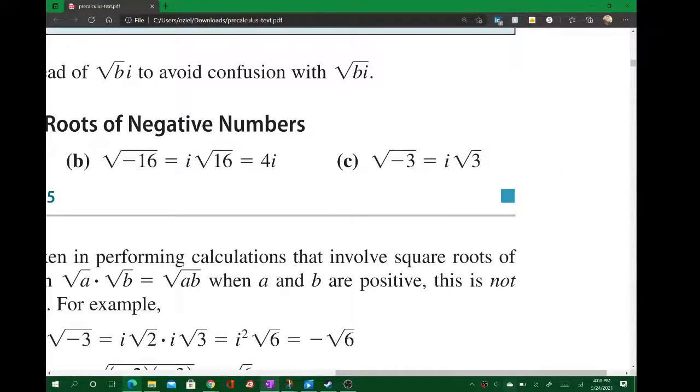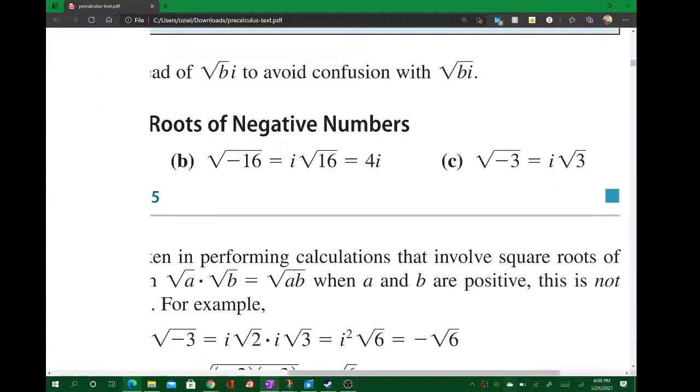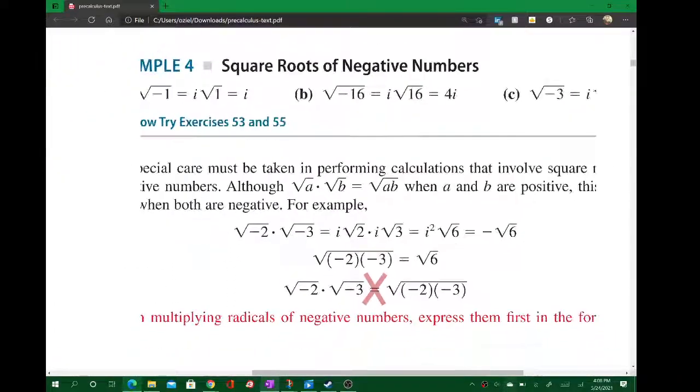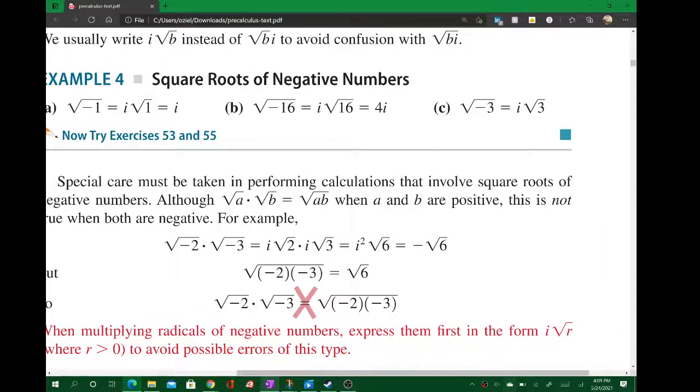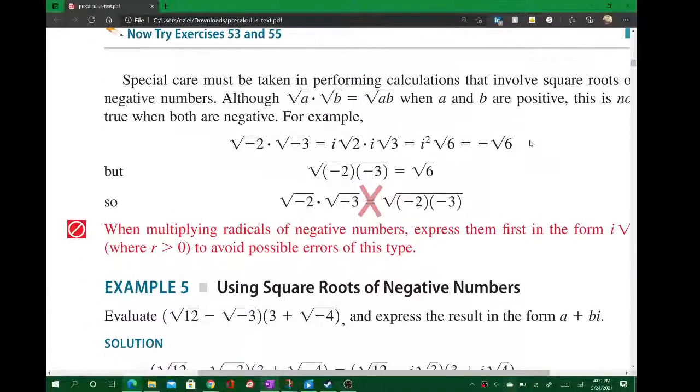And similarly, when you have the square root of a negative number, you just put i square root 3. We don't really know what the square root of 3 is. That's irrational. So we don't know what that is, really. That's the simplest we can put it, right?